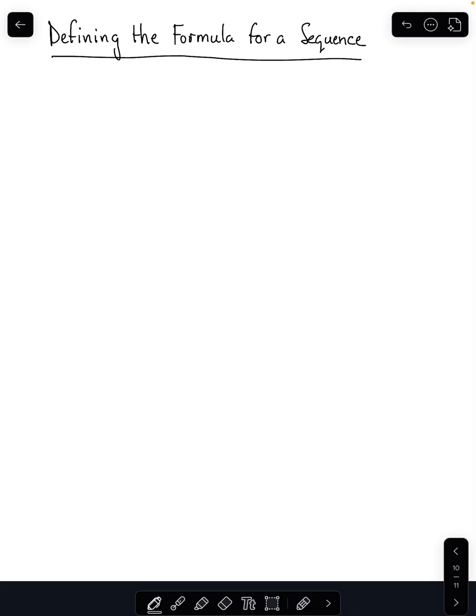Now, a slightly less common concept in sequences that we may still have to deal with, and we will in a future lesson, is being able to define a formula for the terms of a sequence. That is to say, we might be able to identify the values of the terms of a sequence.